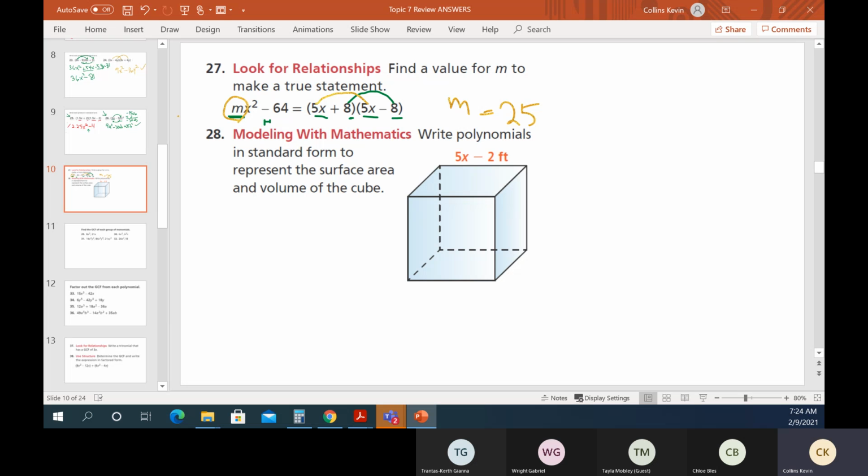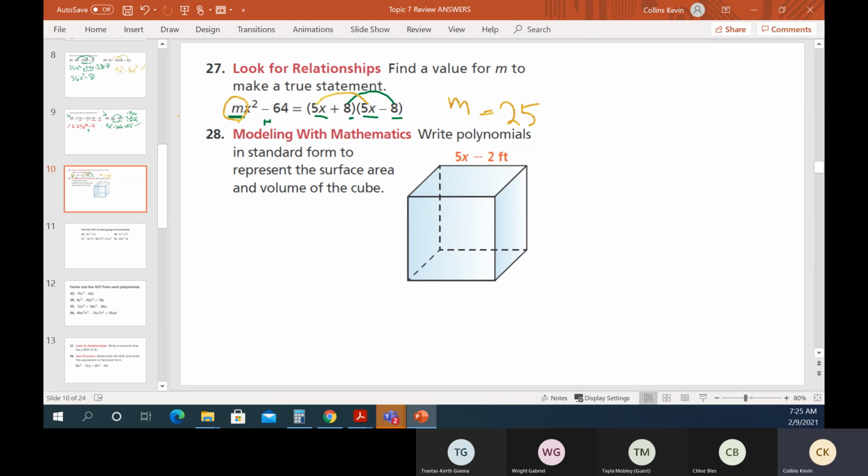All right, so the next one deals a little more with geometry as opposed to algebra. Okay. So it says, write polynomials in standard form to represent the surface area and volume of the cube. All right, so let's talk surface area. Surface area is how much area each side of the box makes added together. So you need to consider surface area when you're wrapping a birthday present or a Christmas present or something like that. Okay.